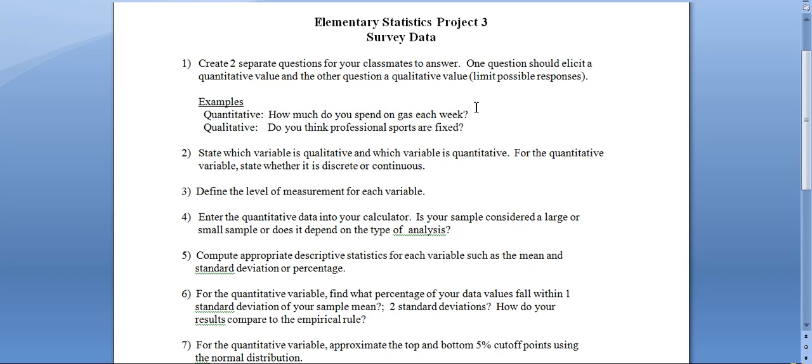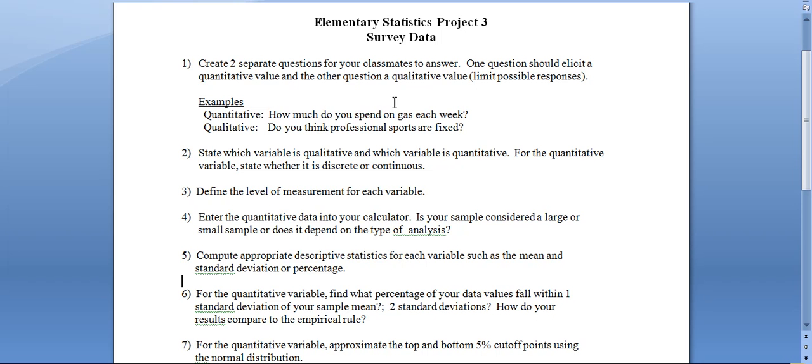So you need two questions: quantitative, meaning that you're going to elicit a numeric response, or a number. People are going to respond, like how much do you spend on gas each week? They would say maybe $20 or $30 or $40 or something like that. And a qualitative question would elicit a non-numeric response, like, do you think professional sports are fixed? So their answer would be yes or no.